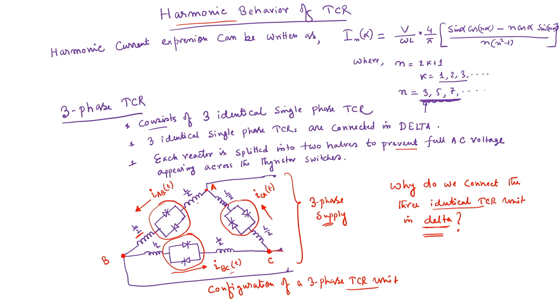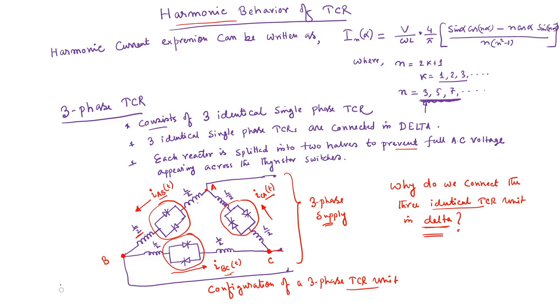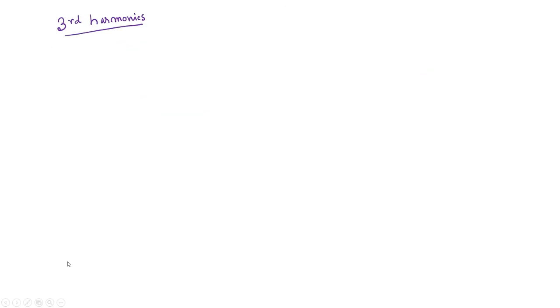Now, these i_AB(t), i_BC(t) and i_CA(t) are not perfectly sinusoidal if we operate the switches in partial conducting mode. When that happens, there are harmonics, so we will try to understand the pattern of the harmonics and their behavior. To do so, let us start with the triplen harmonics, or third harmonics. Suppose at any instant of time, this third harmonic is represented by i_AB3(t), where the subscript 3 represents the triplen harmonic.